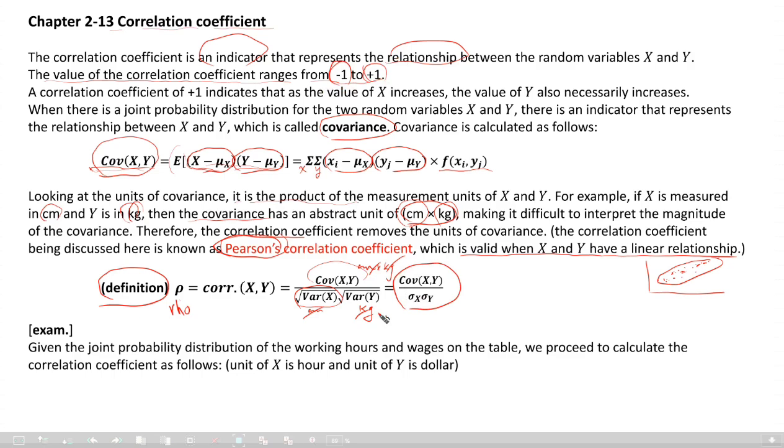Sometimes there are many chances to use the correlation coefficient to represent your result, so you had better understand what the correlation coefficient is. I will take one simple example to show how to calculate the correlation coefficient. Okay, that's it for today.